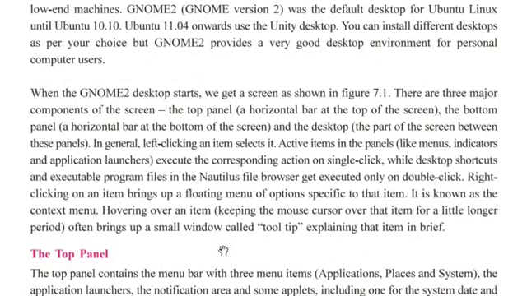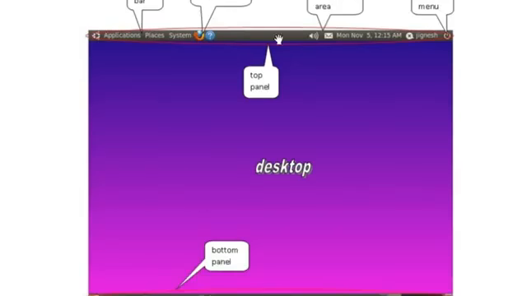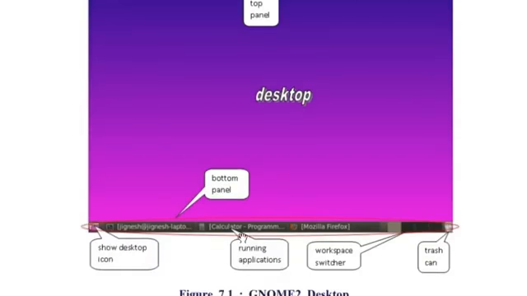Now there are three major components of the screen, that is the top panel, a horizontal bar at the top of the screen, the bottom panel, a horizontal bar at the bottom of the screen, and the desktop, the part of the screen between these two panels. You can see here the upper panel, bottom panel or lower panel, and this is the desktop.